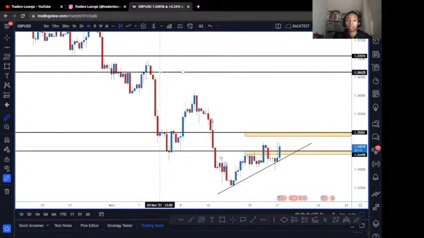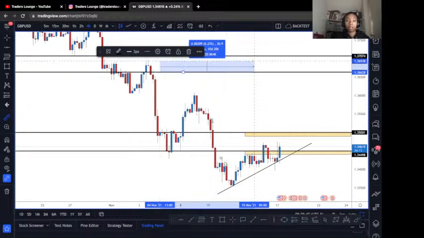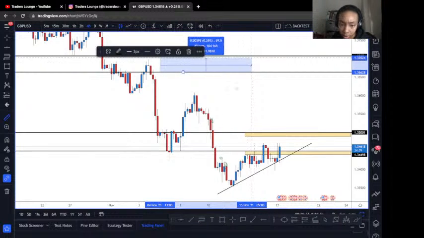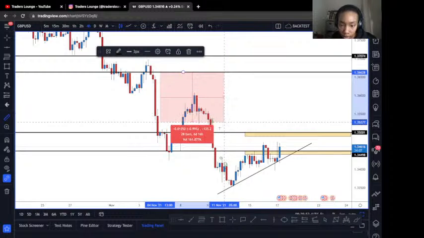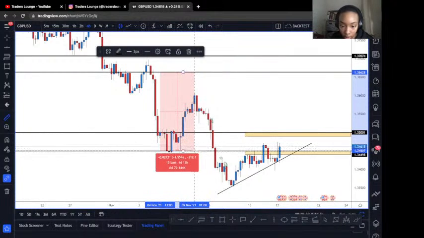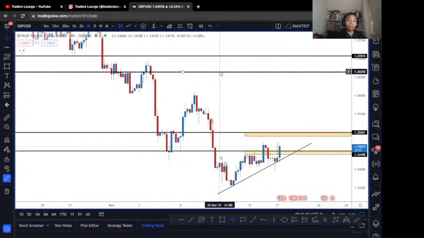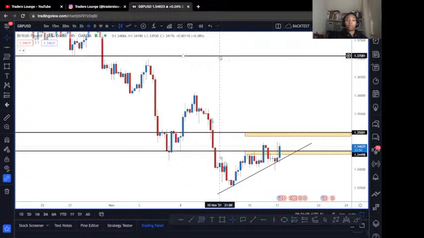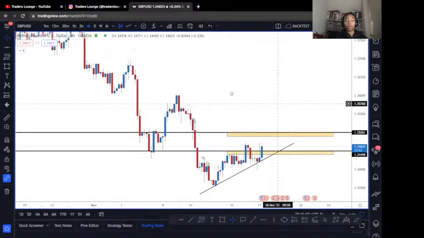So let's see. You're risking, let's see, 45 pips. Let's say you take it down here to make 163 pips, or even down to this level, 212. Those are the reversal patterns that I look for.